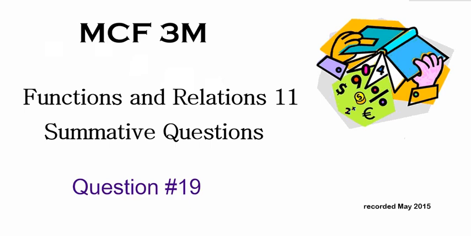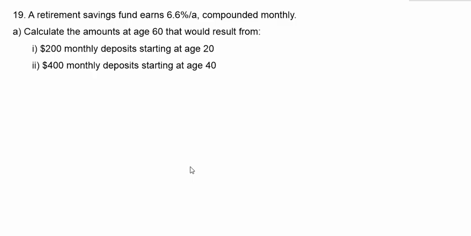This video is for grade 11 students in functions and relations who are working on the summative questions. It's question number 19 from the summative package. A retirement savings fund earns 6.6% per annum compounded monthly. Calculate the amounts at age 60 that would result from a $200 monthly deposit that starts at age 20 and a $400 monthly deposit starting at age 40. All right, so what type of financial math are we talking about?